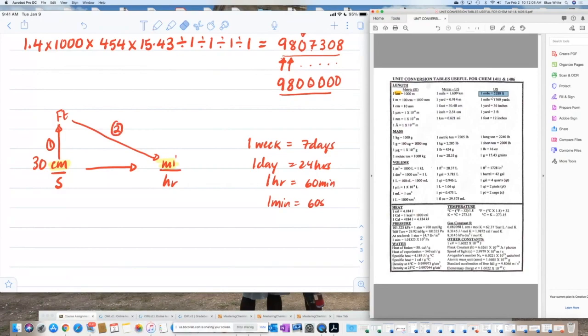As far as our time conversions are concerned, I only need the last two of these. So I'm going to erase that. Okay, I have a question. Can I directly convert miles to centimeters using this chart? No.